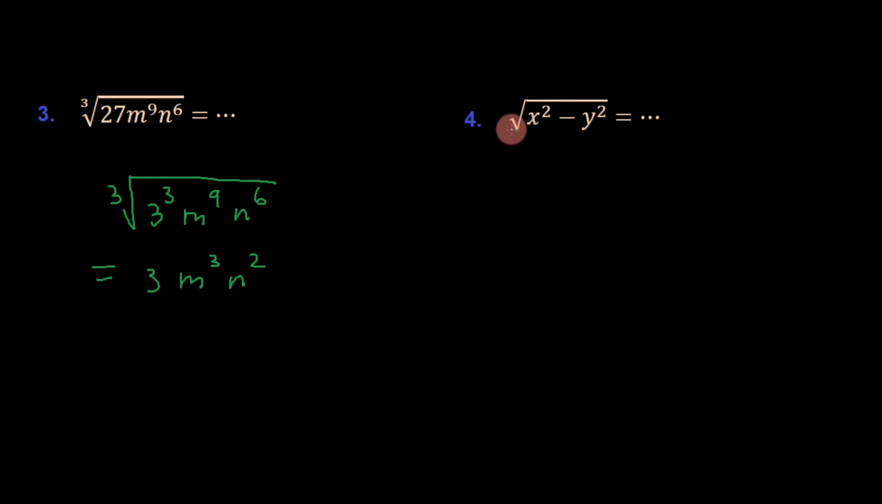In number 4, we have the square root of x squared minus y squared. Now, this is definitely not equal to x minus y. Remember that we can't apply law 8 across a plus or a minus. So the correct answer here will be the square root of x squared minus y squared. In other words, there's nothing more we can do here to simplify this expression.